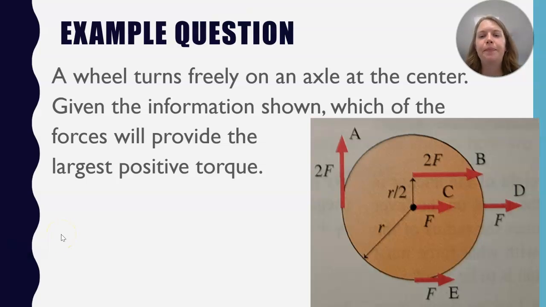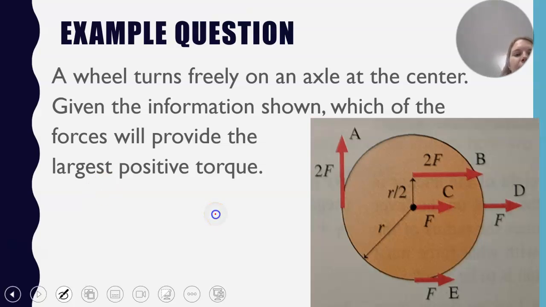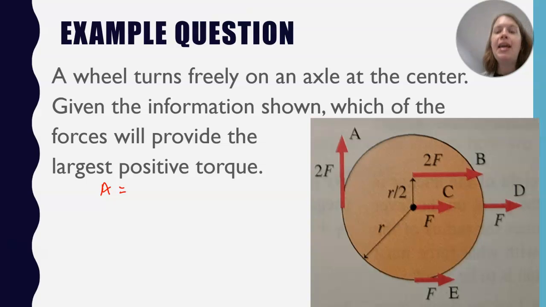Here's another example. When a wheel turns freely on its axle at the center, given the information shown, which of the forces provides the largest positive torque? So let's go through each one. Torque, again, is force times the radius. In this case, the radius is r. A is going to turn it clockwise, so it's going to be negative 2F times the radius r. B is going to turn it in that same negative direction, 2F times the radius r over 2.